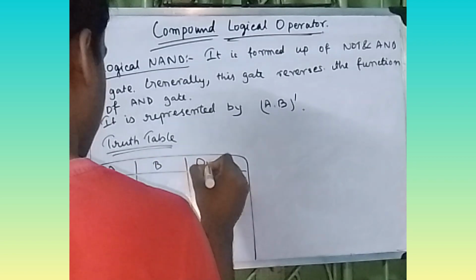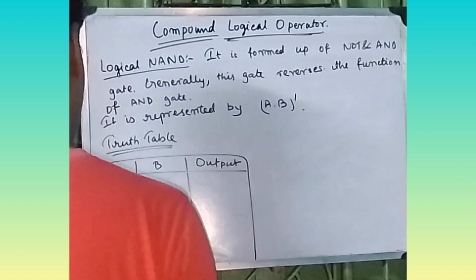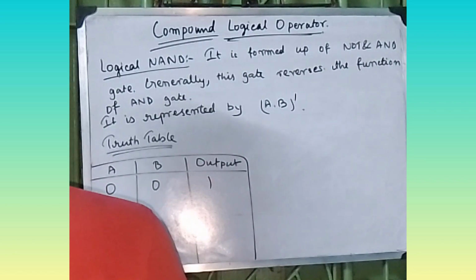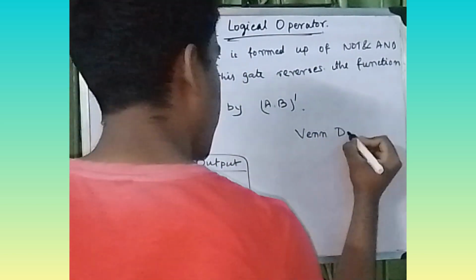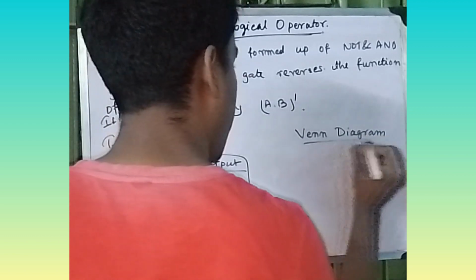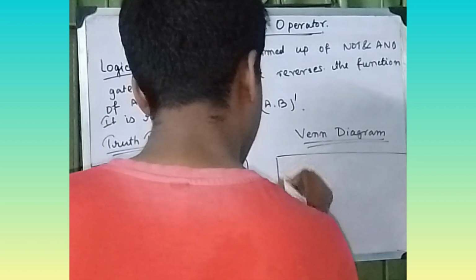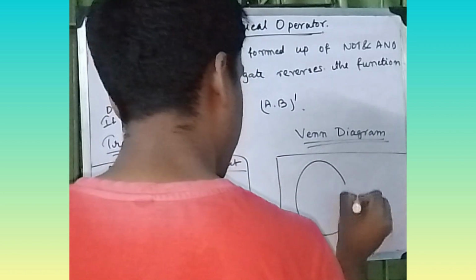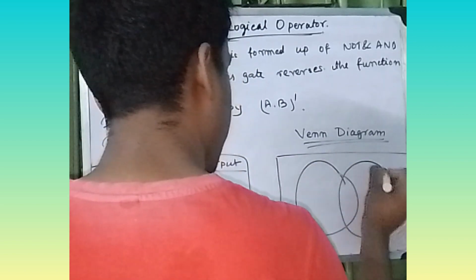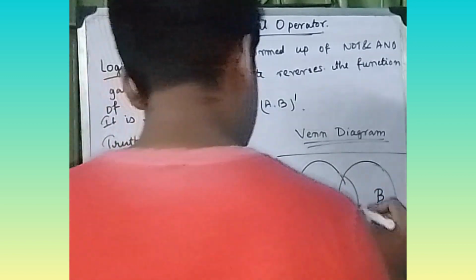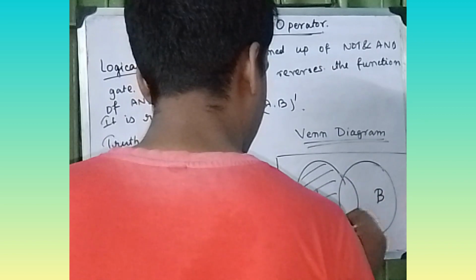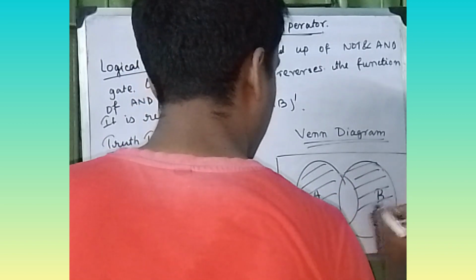By drawing 3 columns, we would name them A, B and output, where we will label the following as 0 0 1, 0 1 1, 1 0 1 and 1 1 0. The Venn diagram of this particular NAND logic gate will be A and B, showing the 2 sets of this particular gate, where the highlighted portion represents the positive side or the on side of this particular gate.